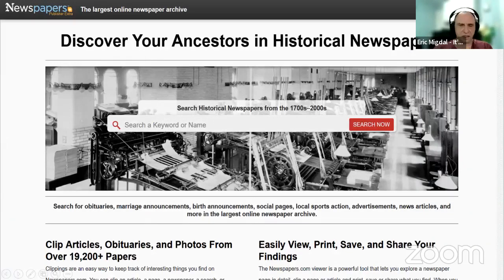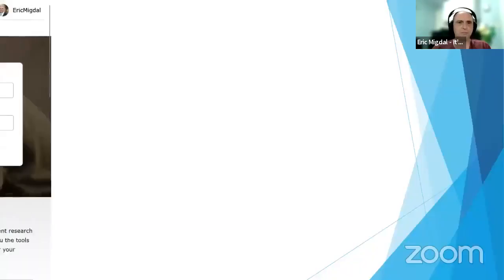Newspapers.com also has a single bar search window. Anything you want to look for specifically, like a name, put in quotation marks. Newspapers are very valuable when you get to looking for birth announcements, marriage announcements, and obituaries. They usually have a lot of good information. At newspapers.com, you can easily view, print, save, and share your findings and upload it directly to your Ancestry family tree if you have one there.